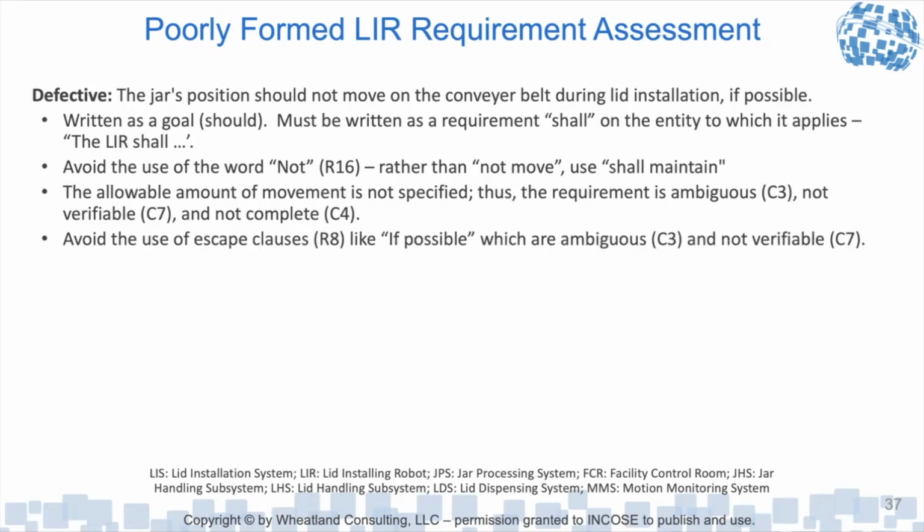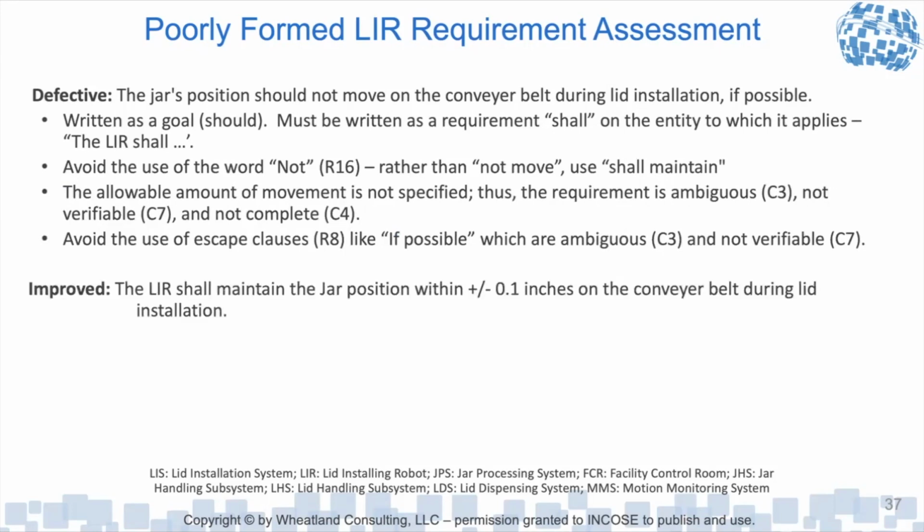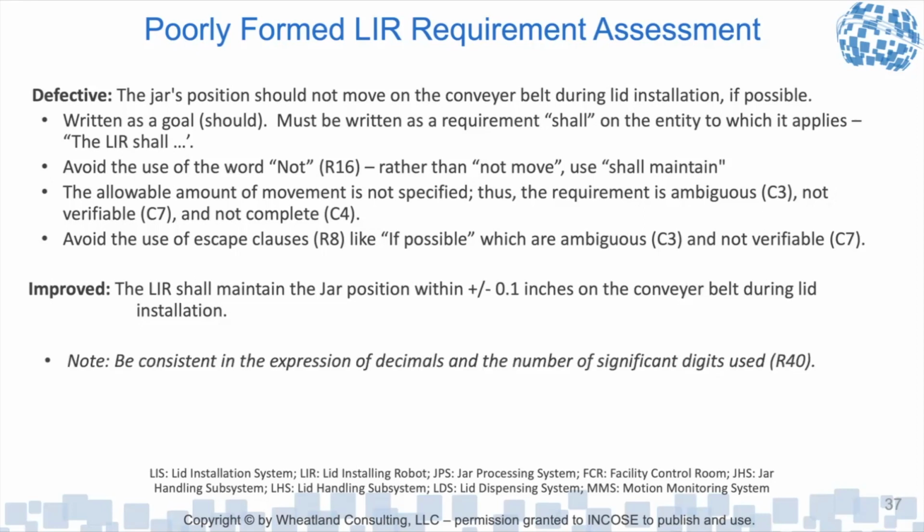Avoid the use of escape clauses like if possible, which are ambiguous and not verifiable. An improved version: the LIR shall maintain the jar position within plus or minus 0.01 inches on the conveyor belt during lid installation. Note, when you're using decimals, make sure you're consistent in the number of significant digits.